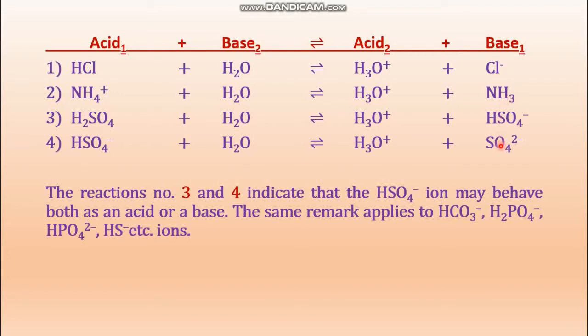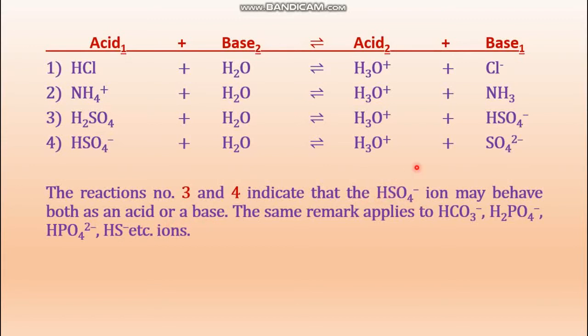So we find that the HSO4 minus ion is an amphiprotic ion. Amphiprotic means it can receive a proton as well as release a proton. When it is receiving a proton, like here, it is a base. On the other hand, here in example number 4, it is releasing a proton, so it is the acid. So it behaves both as an acid as well as a base. So in examples number 3 and 4, the HSO4 minus ion may behave as both an acid and a base.